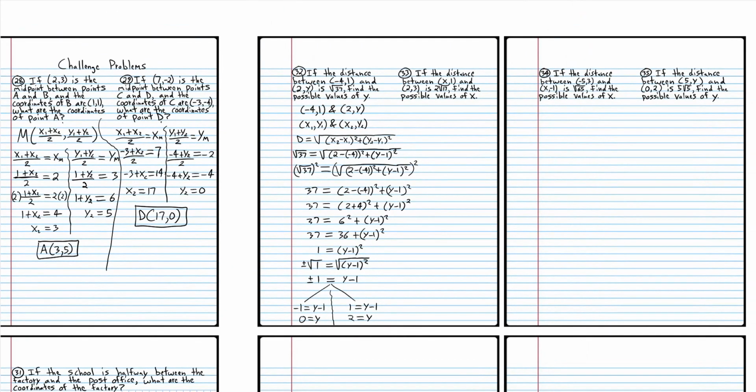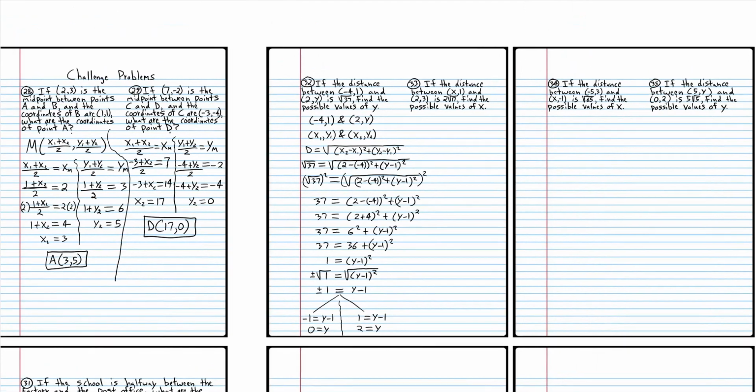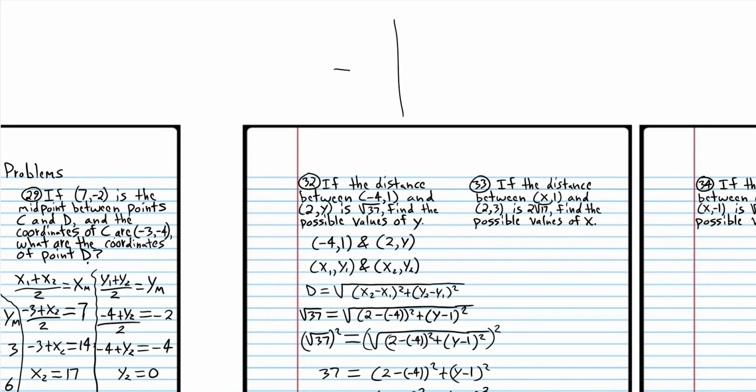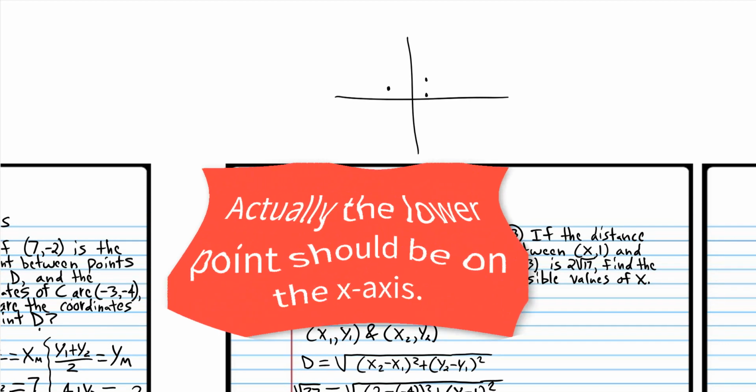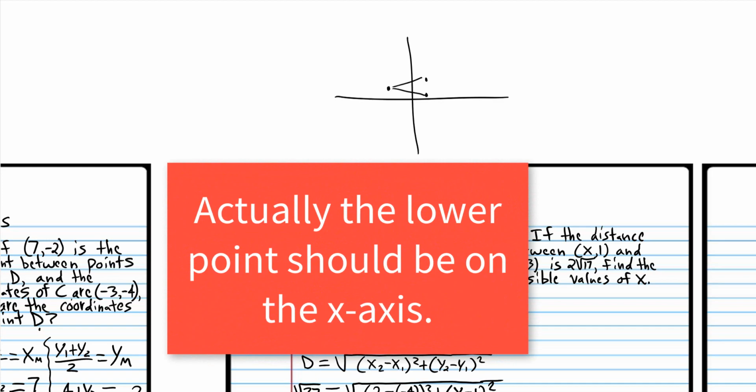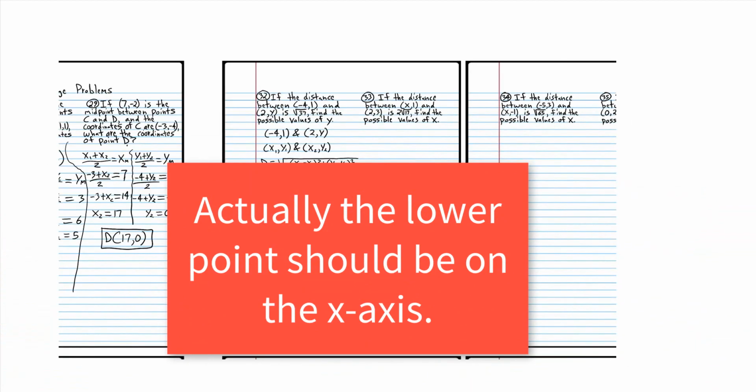And you might be thinking, well, wait a second, why are there 2 solutions? Well, if you graph this, we have negative 4, 1 here, and we have 2, something. So it can actually be here or here. It'll give you the same length, and that's why there's two possible answers.